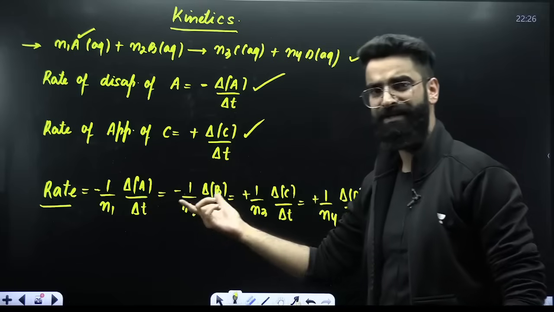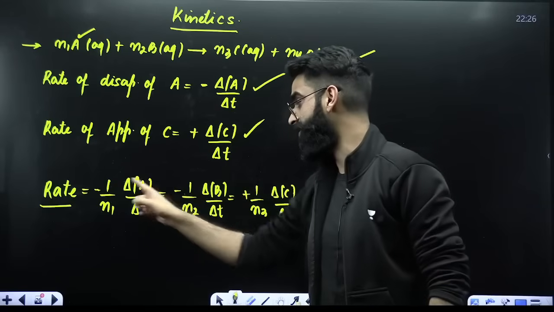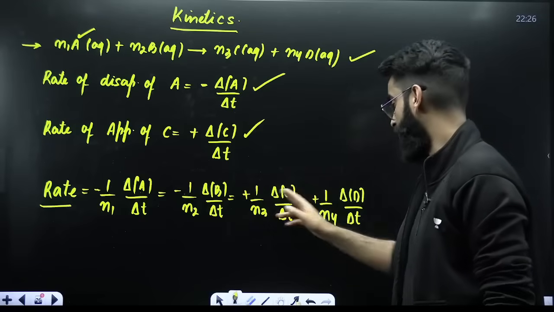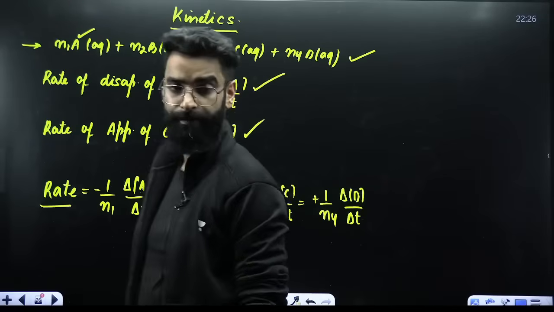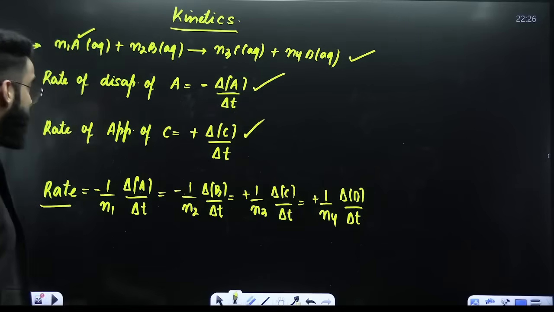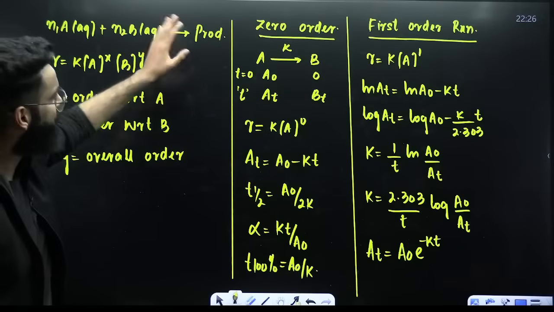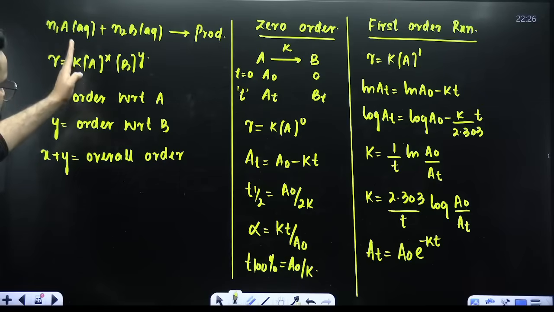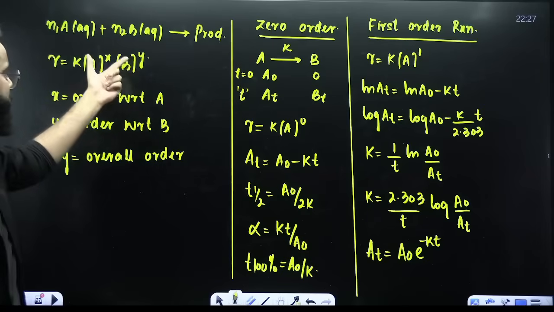When you calculate rate with the help of reactant, you have to start with a minus sign. When you calculate rate from the product, you will be starting with the plus sign. That's all, right? Similarly, when it comes to rate law, how do you write the rate law for this particular reaction? It's in balanced form. Rate is equal to rate constant, concentration of A raised to power X, concentration of B raised to power Y. How do you calculate X, Y?